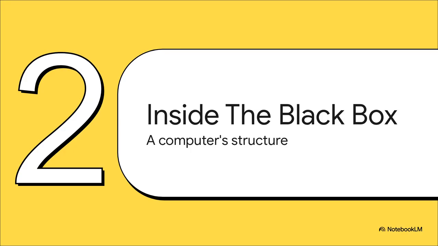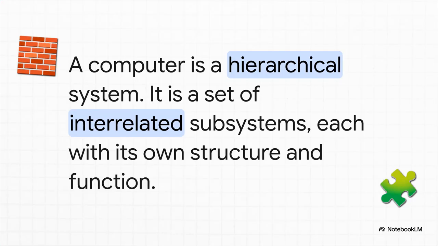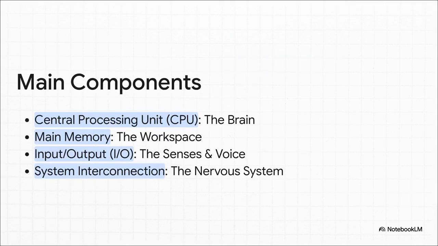Okay, so we know what it does. Now let's crack open that black box and take a look at how a computer is actually structured. We're going to start peeling back the layers from the top down. When you look at it from a super high level, any computer, from your phone to a supercomputer, is really just a collection of a few main parts all working together. So you've got the central processing unit, the CPU, that's the brain. It runs the show and does all the processing.